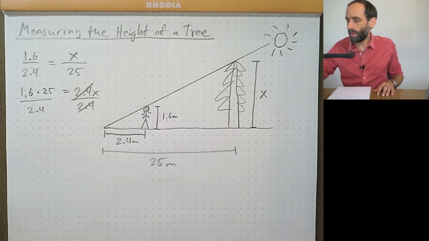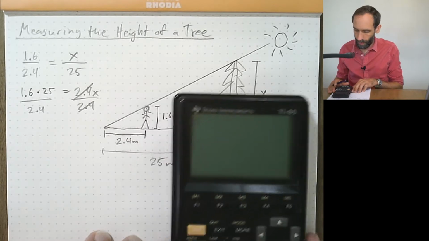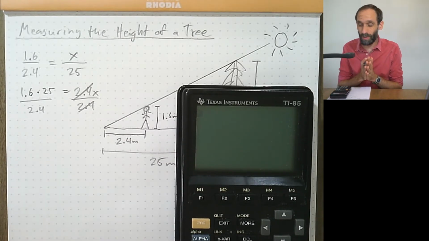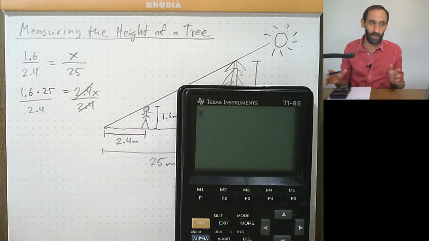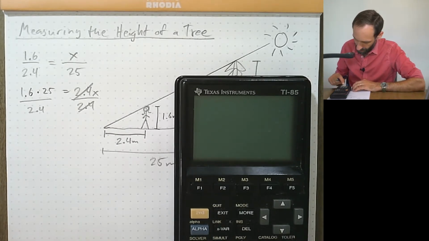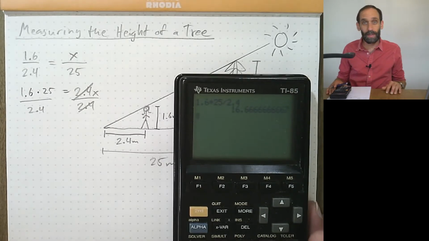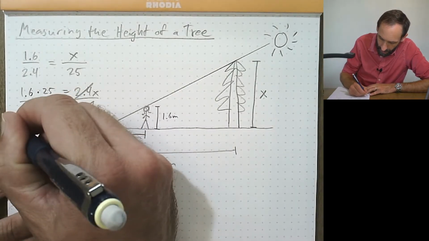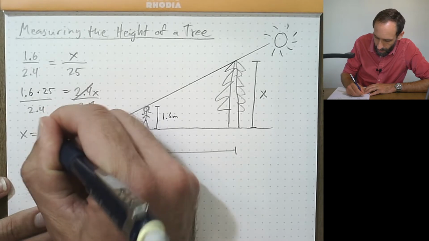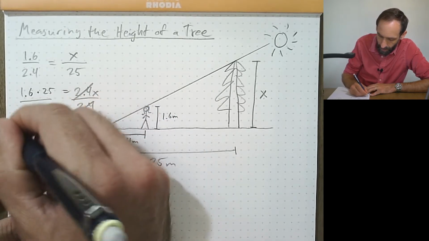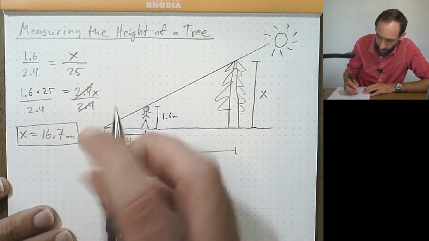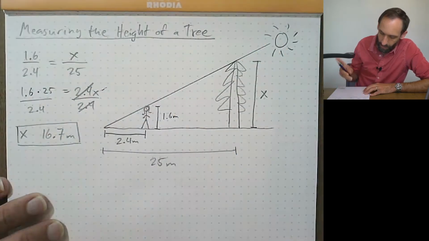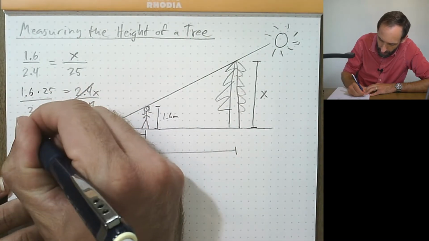Now let's go ahead and pull out our calculator. So this is my original calculator that I used when I was in high school over 20 years ago. Still works great. Let's go ahead and plug these numbers in. 1.6 times 25, and then we're going to divide that by 2.4. All right, and I get 16.6 repeating. I'll round that to 16.7. So x, the height of the tree, is 16.7 meters, approximately. In fact, I should use the approximately equal to symbol. So I'm definitely rounding here.